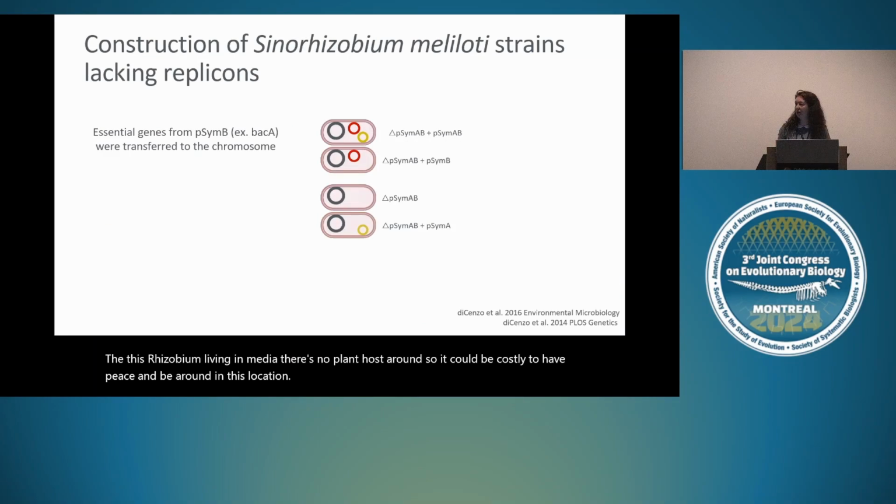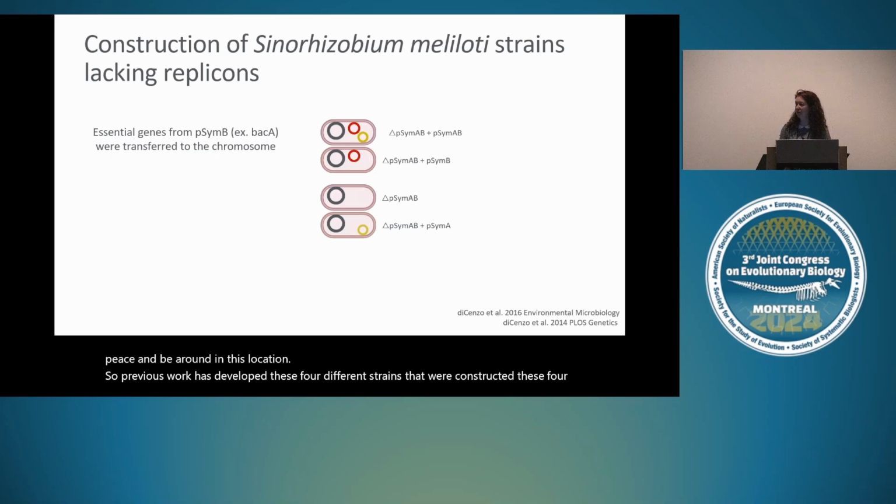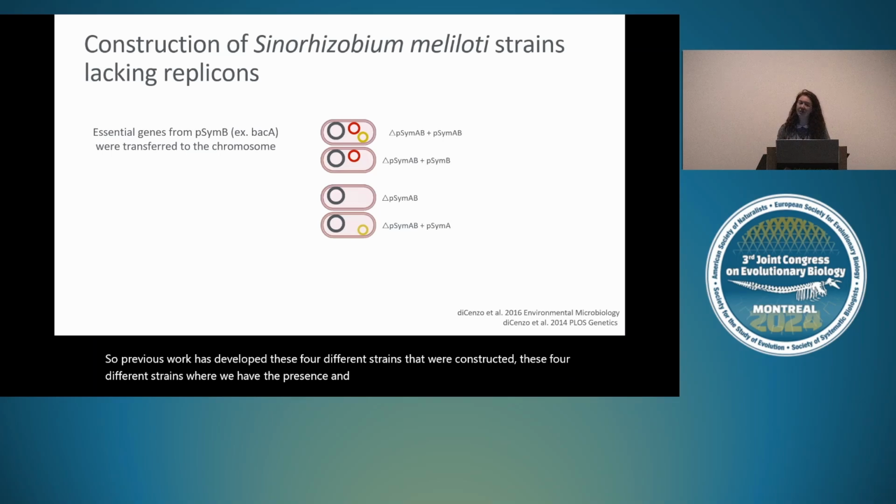So previous work has developed, or constructed, these 4 different strains where we have the presence and absence of PSEM-A and PSEM-B so that these kinds of theories and questions could be tested. How they were made was PSEM-A and B were first taken out of the cell, and then either both were put back in, so that's the top strain, just PSEM-B was put back in, the second strain, both were left out, or just PSEM-A was put in. So that's how they were constructed.